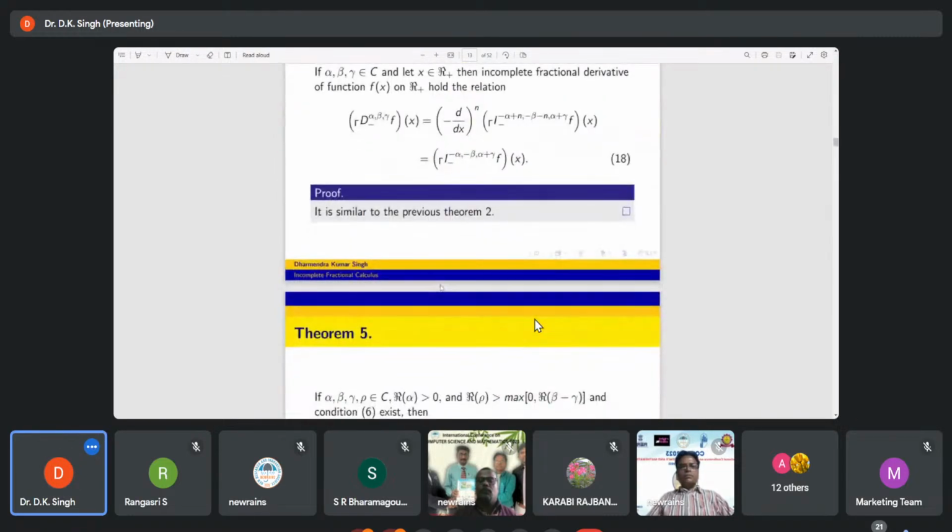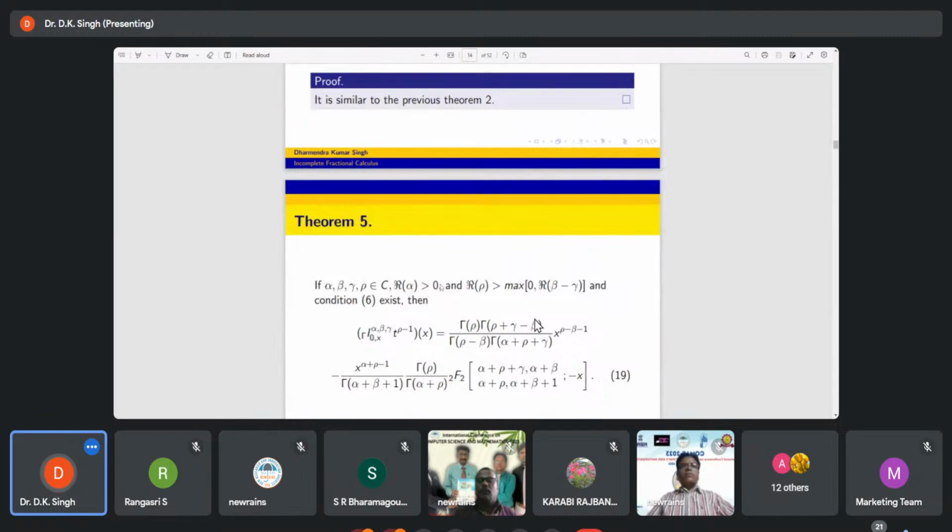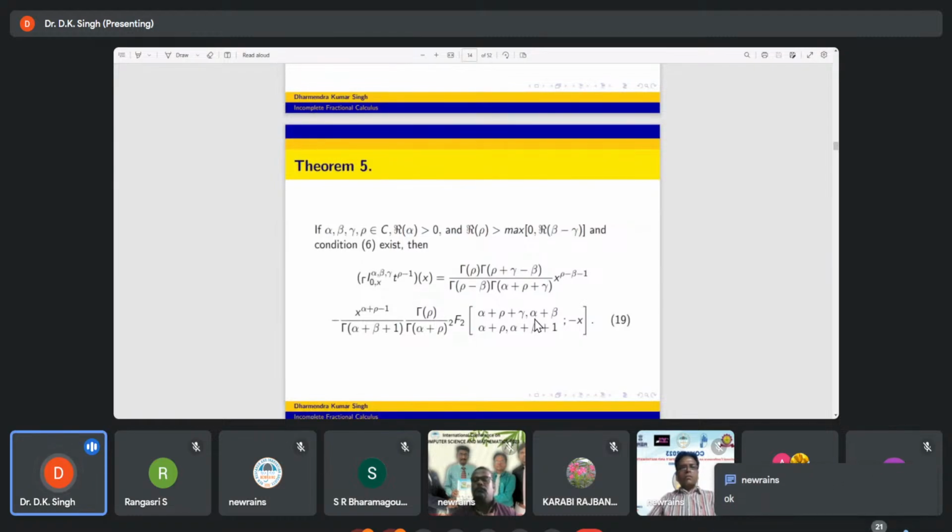Now in theorem 5, we know that fractional operator equations play a very important role. We have already told you, not only in mathematics but also in physics, control systems, dynamical systems, and engineering. So we are discussing the fractional integral operators here.